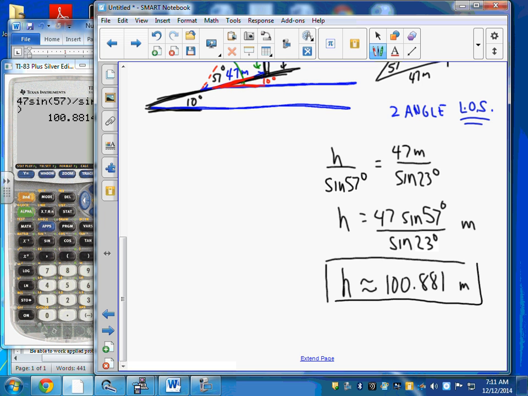Fairly tall tower. Some radio tower, I suppose. 100 meters, that's about 330 feet. Wow, 330 feet. So about the height of a 33-story building.